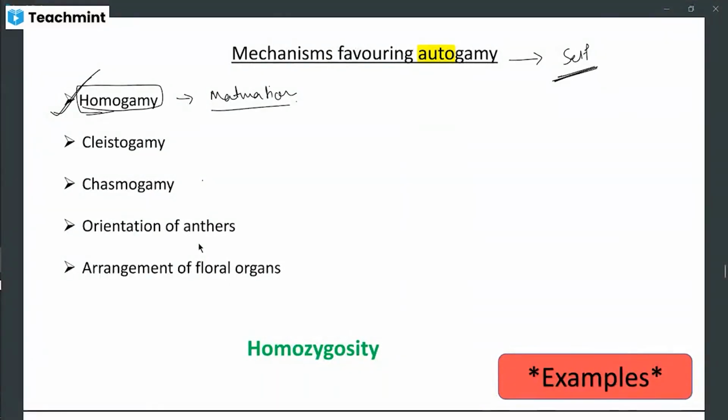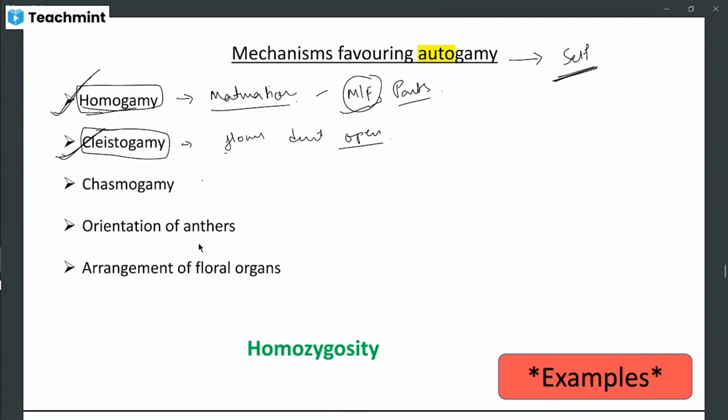So homogamy is nothing but maturation of the male and female reproductive parts at the same time. And what do you call the condition cleistogamy? Someone said it in the previous slide, cleistogamous flower. What do you mean by cleistogamy? When flowers do not open. Okay. Flowers do not open.